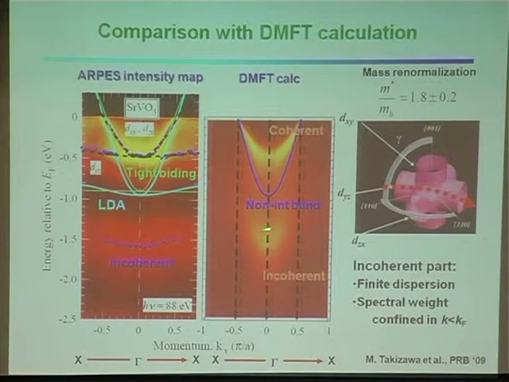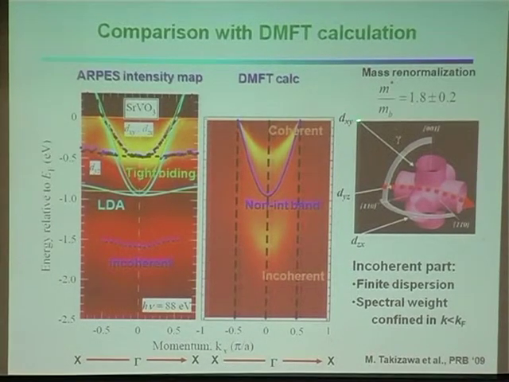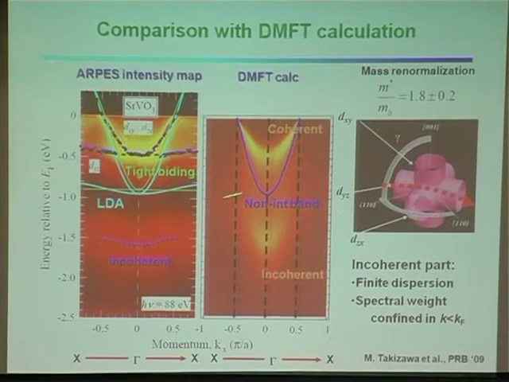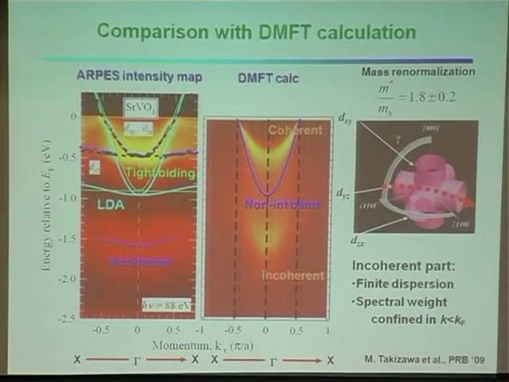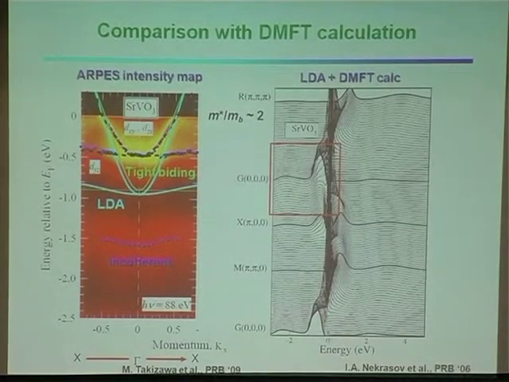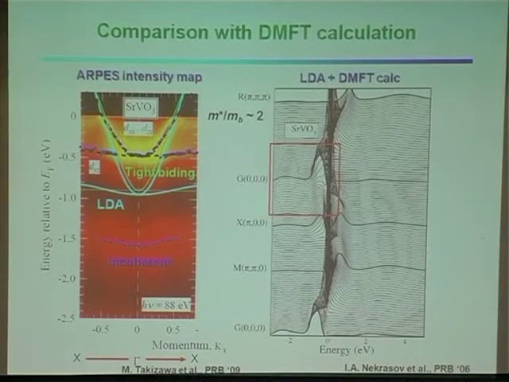And this is a DMFT simulation by Marcelo Rosenberg. And actually, the incoherent part also disperses, and spectral weight is confined within the Fermi surface. Of course, not as clearly as the coherent part, but vaguely confined within the Fermi surface. And this is also an early DMFT LDA calculation by Nekrasov et al., Ole Andersen's group, which basically reproduces these features.